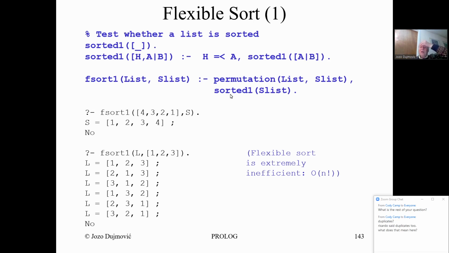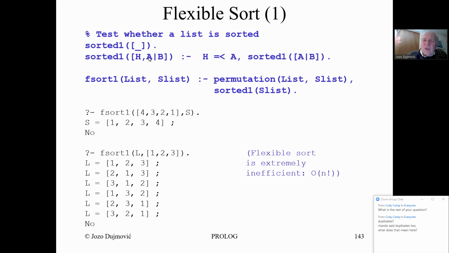I have to create a program that is checking whether a list is sorted. So here is sorted 1, a program that is checking whether the list is sorted. And it works like this. A list is sorted if it has a single element. So if you have a list that has one element only, it is sorted. So sorted 1 is a list that has one element. If it has more elements, then I have head and second element and the rest of them. So this list here has 2 or more elements.